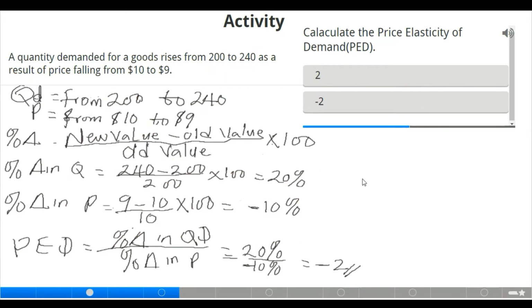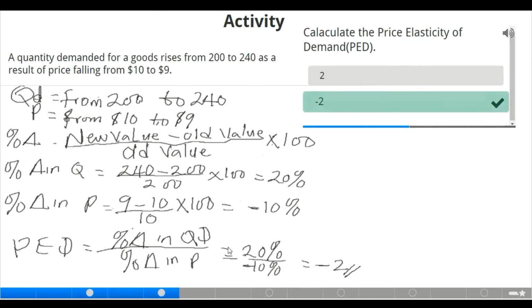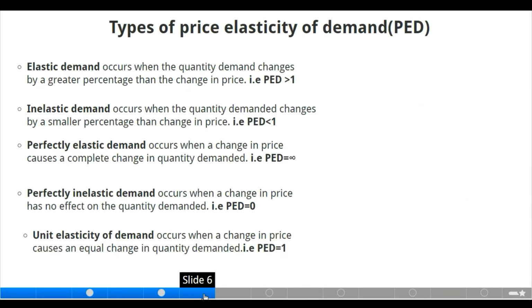Now let us pick the correct answer from the two options here. We have 2 and minus 2. Of course, minus 2 is our answer. Correct. Moving to the next slide, where we have the types of price elasticity of demand.